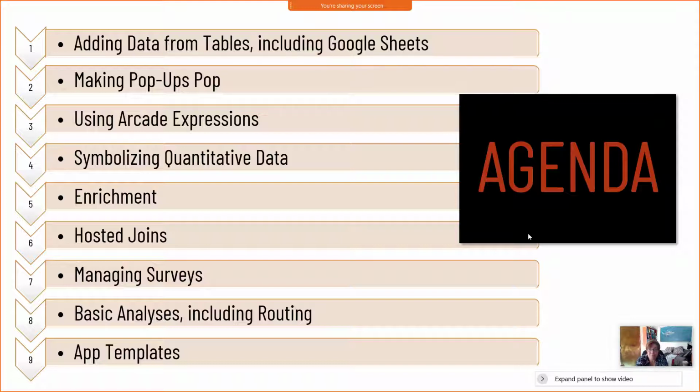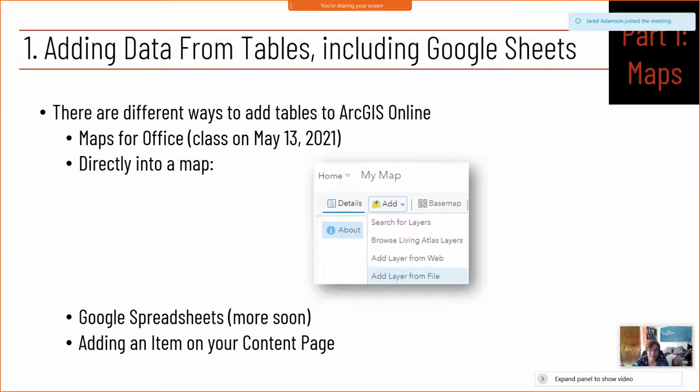Then we'll talk about some basic analyses. It's more about pointing you to where they're at and hopefully showing you and then letting you get started, including routing. And then finally, we'll talk about some app templates and explore the Web AppBuilder a little bit more and look at some different widgets. So I'm hoping that I timed this right. I'm always trying to cram it into 2 hours, but let's see how far we get this time.